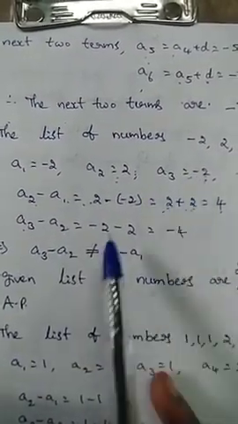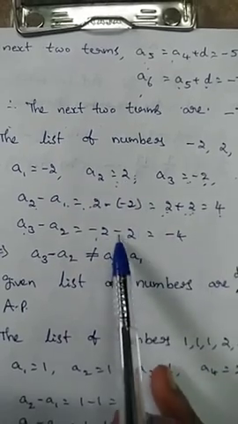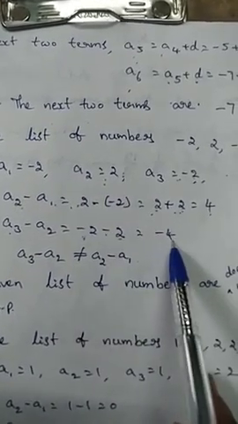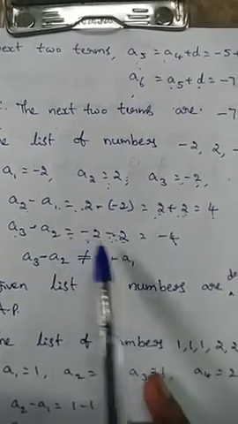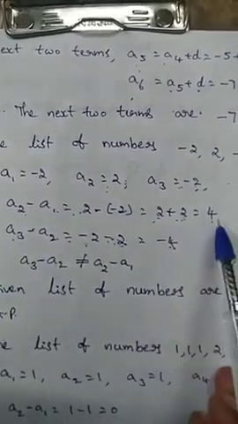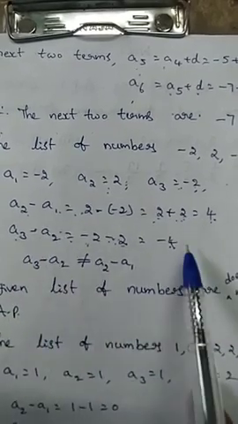A3 minus A2. Minus 2 here, plus 2, so automatically minus 2. Minus 2 minus 2 is equal to minus 4. Because the symbol here is minus, the term is positive. So A2 minus A1 is equal to plus 4, and A3 minus A2 is equal to minus 4.